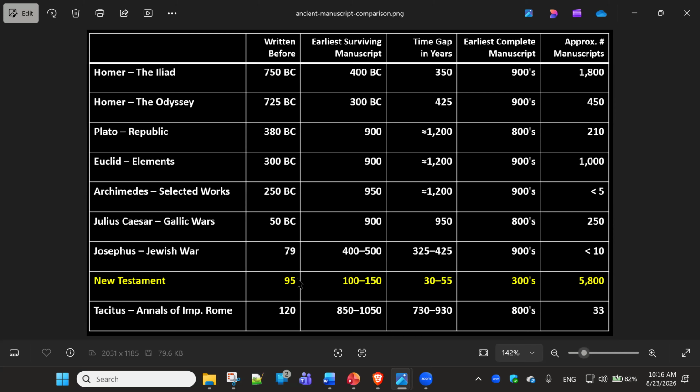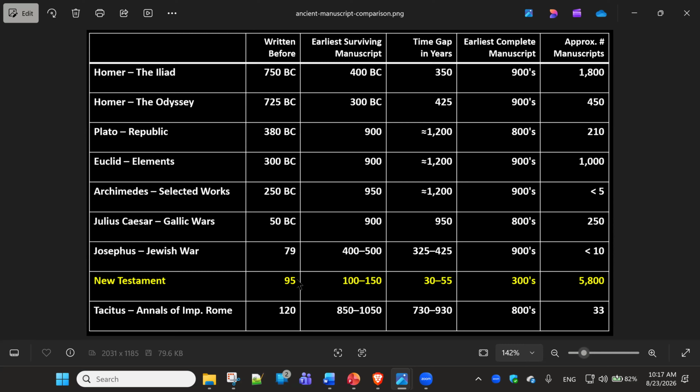And remember, we also have a fragment of John 18, verses 31 through 33, and 37 and 38, within a generation of John's gospel being written. There's nothing like that out there. Nothing even remotely close. So there's the difference. Homer and Euclid, you've got big numbers, but they're 5 times less than the New Testament.